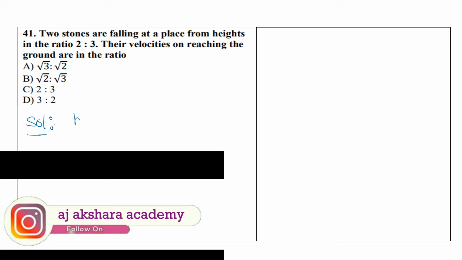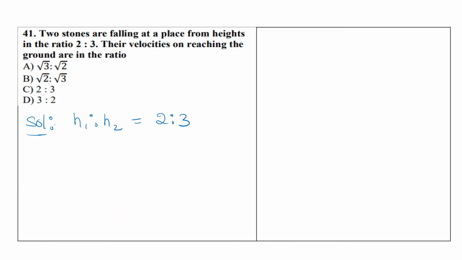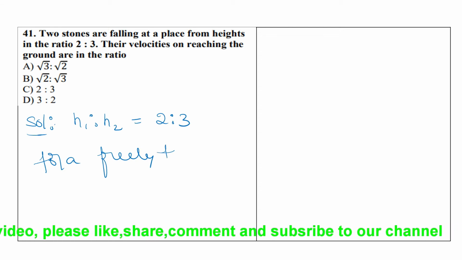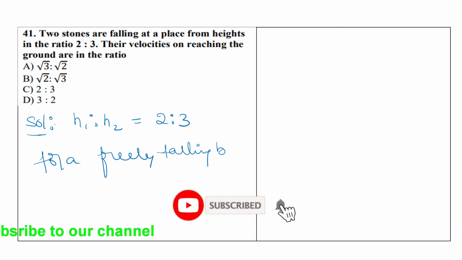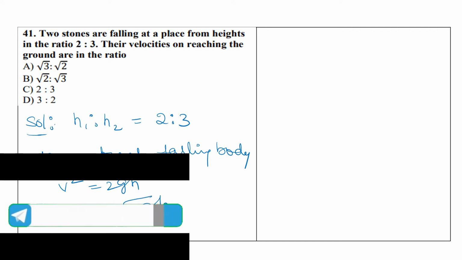Here they given the ratio of heights h1 is to h2 is equals to 2:3. For a freely falling body, V square is equals to 2gh. From this we can write V is equals to square root 2gh. So V is directly proportional to root h.